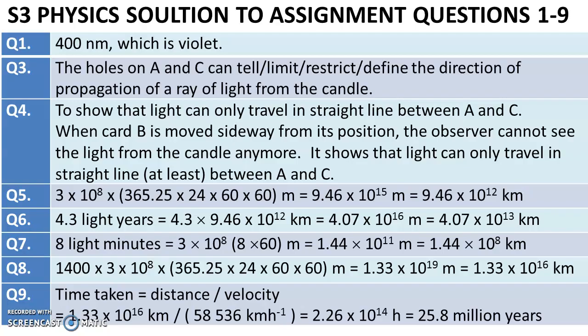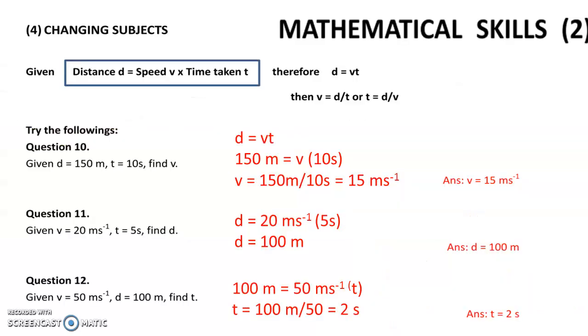Lastly, there are solutions to questions 1 to 9 for those people who have to do their recorrections. And there are also solutions to questions 10 to 12, which is given here for your reference. All these questions are about the use of the formula d equals vt, where d is the distance traveled, v is the speed of the motion, and t is the time taken.